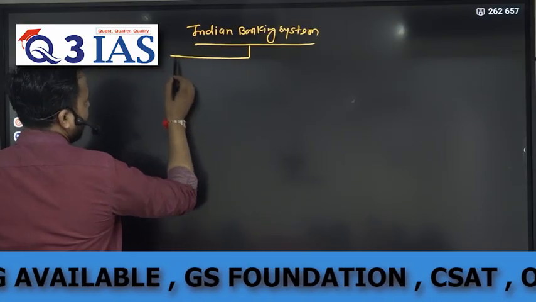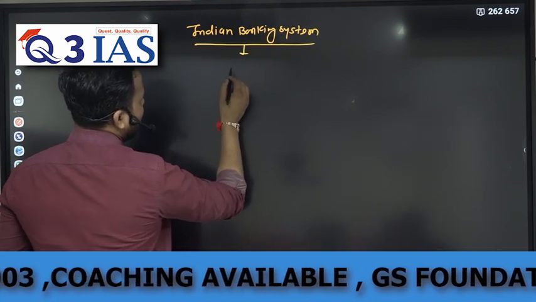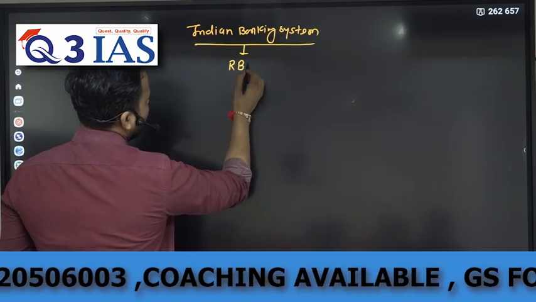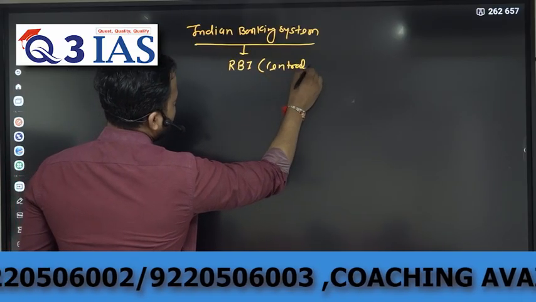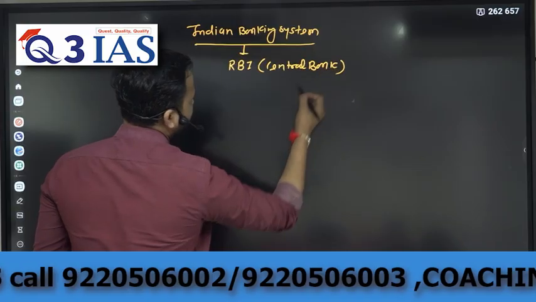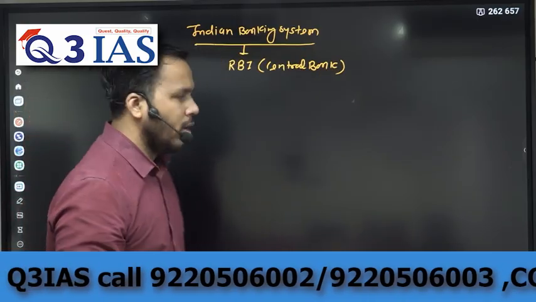Indian banking system. Which is the apex body of the Indian banking system? That is RBI. RBI is known as the Central Bank of India.